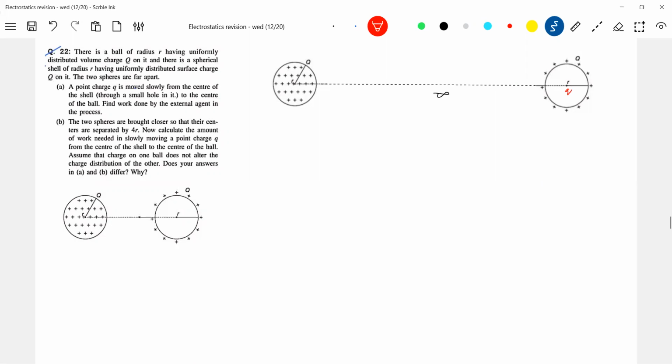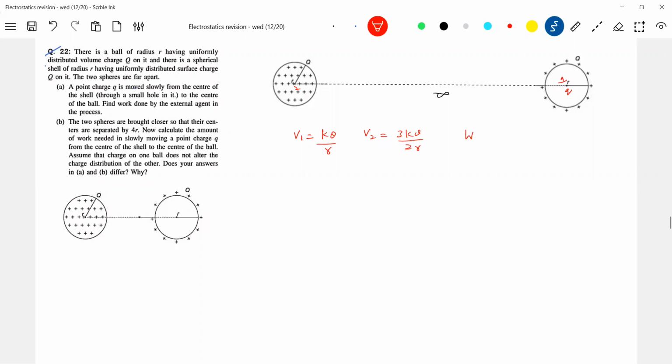What we should do, we should calculate the potential at the center of the shell. So what is the potential at the center of the shell? I'll write this point as 1, this point as 2. So first we'll calculate the potentials at those points. So V1 should be equal to KQ by R, because the potential is the same everywhere inside the shell. And what about the potential at this point? 3KQ by 2R. It's a uniformly charged sphere. So I'll make the charge pass through a small hole.